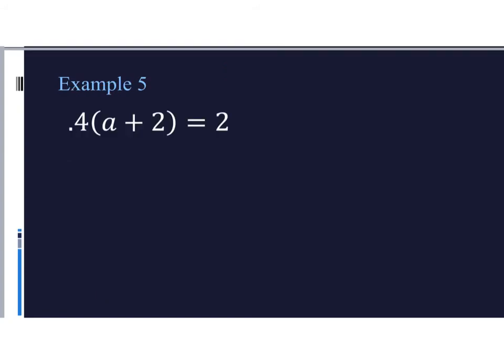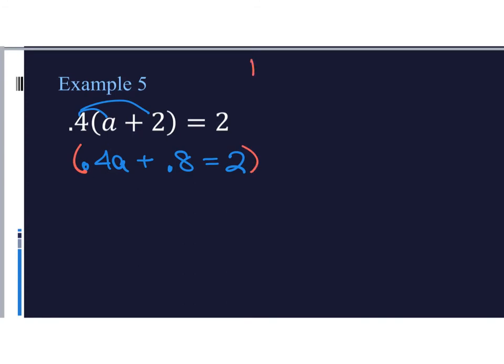Now for example number 5, I'm going to go ahead and distribute first. So I have 0.4 times a gives me 0.4a plus, now I have 0.4 times 2, and that's going to give me 0.8, and this is going to equal 2. Well, again, I don't necessarily want to deal with decimals, so I need to see what I have to multiply everything by to clear it out.